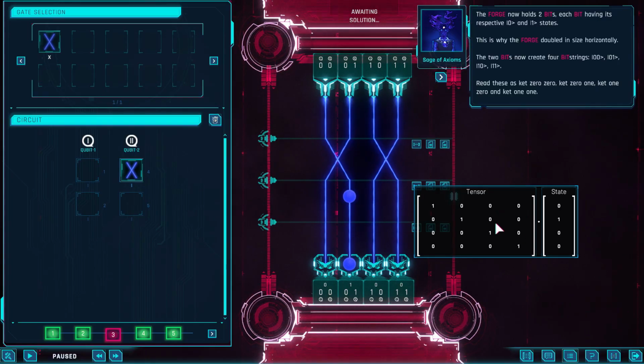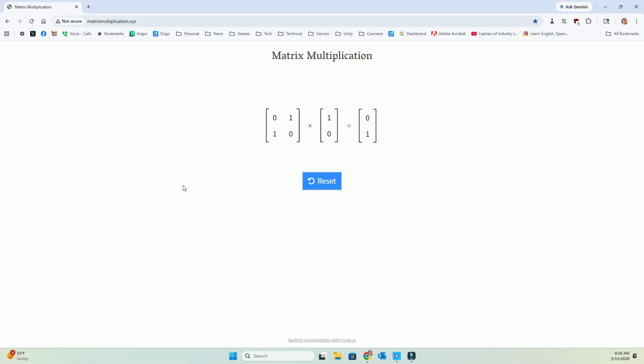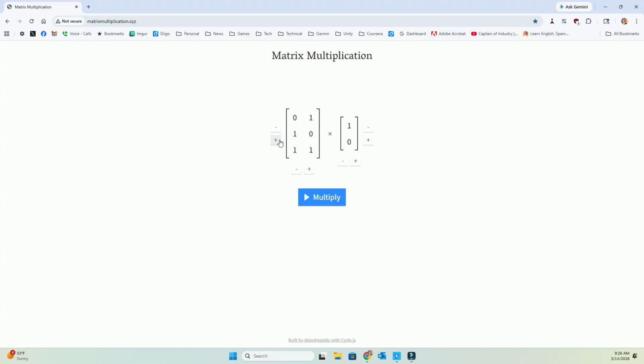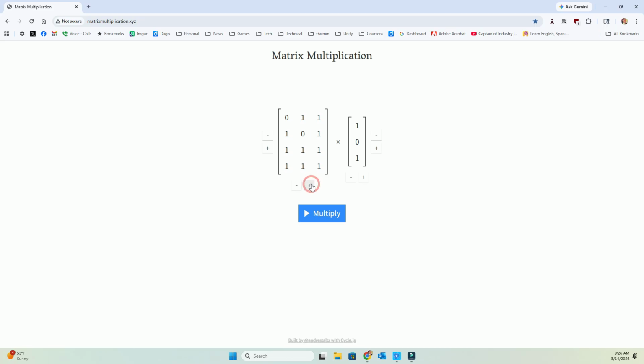We could plug this into the browser. Let's go ahead and do that. So we can see exactly how this is working. This is going to be 4 by 4.